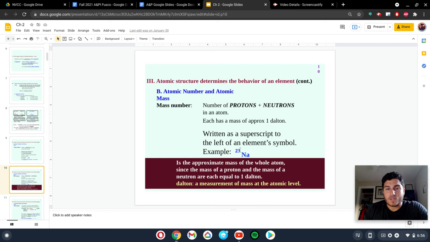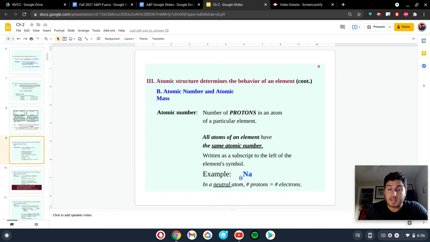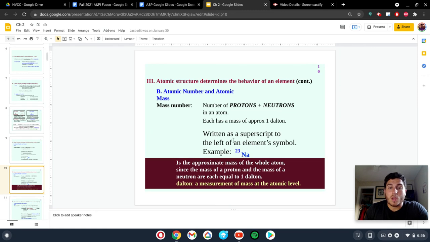How do you do that? You take 23 and subtract the number of protons, which, as we mentioned 2 seconds ago, is 11. And that's going to leave us with the number of neutrons. So atomic mass is protons plus neutrons. Again, please use this as practice.